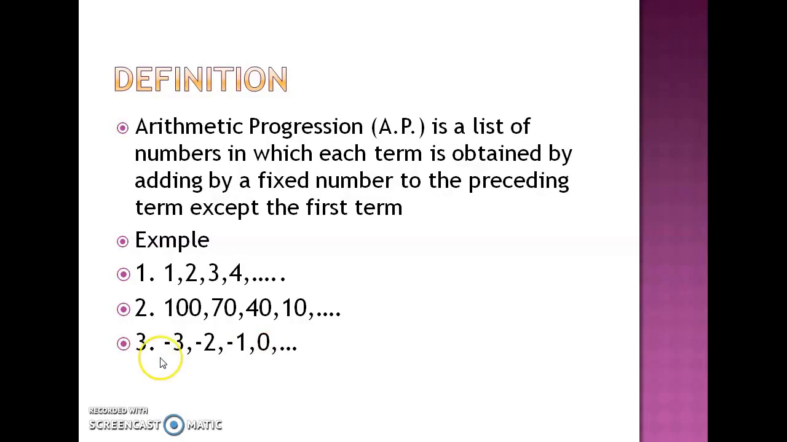In the third example, the sequence is minus 3, minus 2, minus 1, 0. Minus 3 is the first term, minus 2 is the second term, minus 1 is the third term, and 0 is the fourth term. One more example. All the numbers are 3 here. So, the difference between the two numbers is 0. That is the constant term.